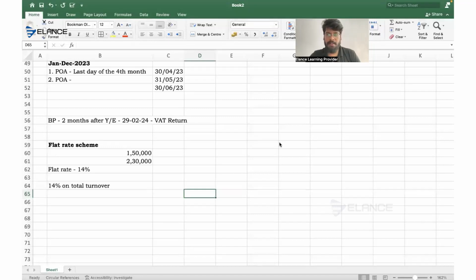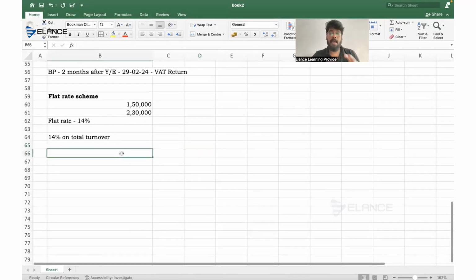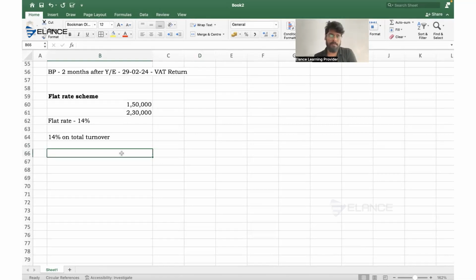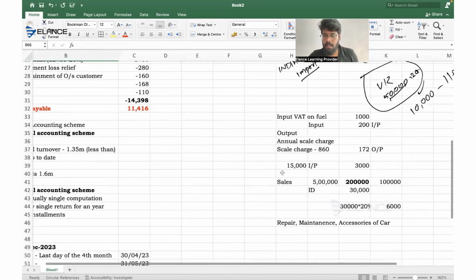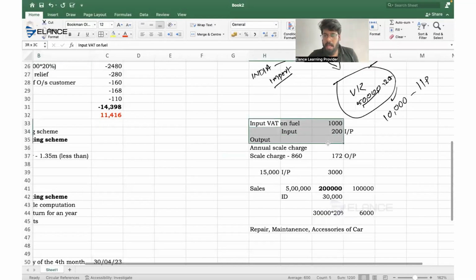Okay, fine. Sorry, really sorry about that. The scale charge is actually used to find out the output VAT on fuel. So we can find out the input VAT in the normal way. I already made an example previously. Okay, here actually, one second.